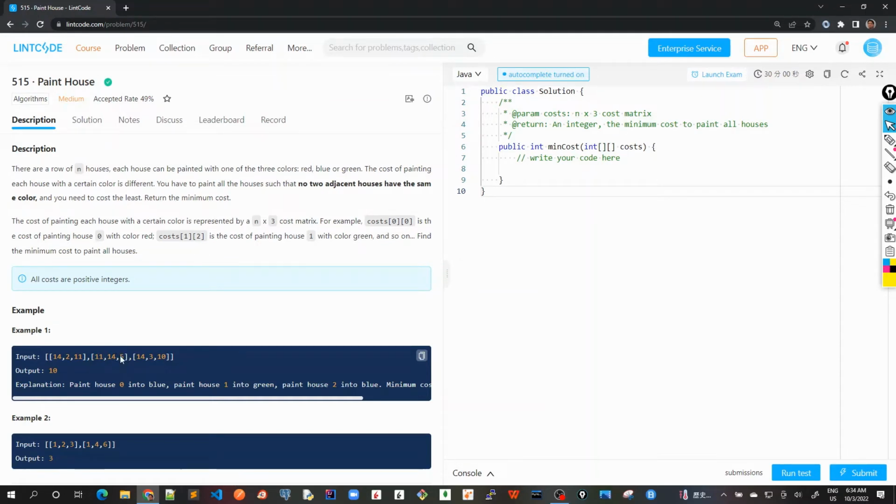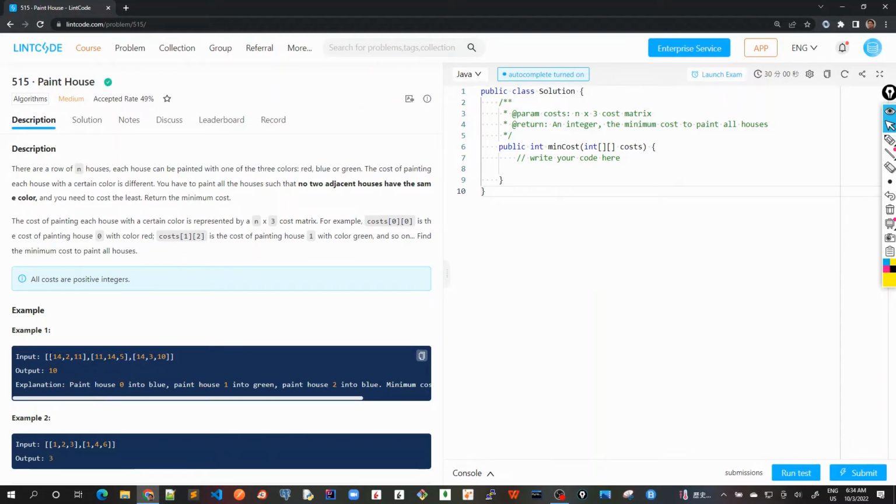Similarly, if I paint this house with green, then the next house, the adjacent house, is this one. I cannot paint it with green again. It can only be painted with blue or red. Okay, so this is the problem statement, that we have to return the minimum cost. From this example, the answer is given as output of 10.